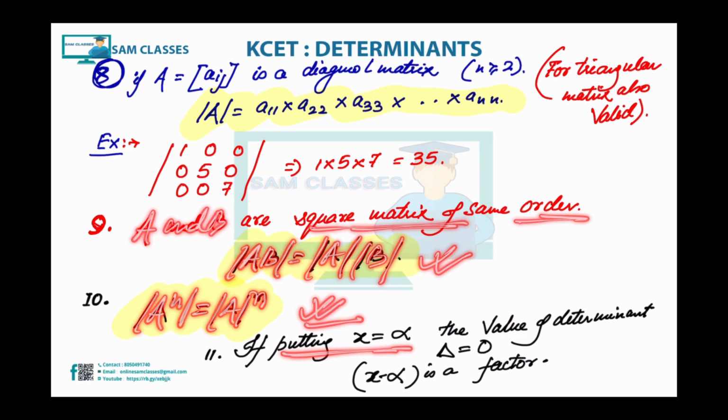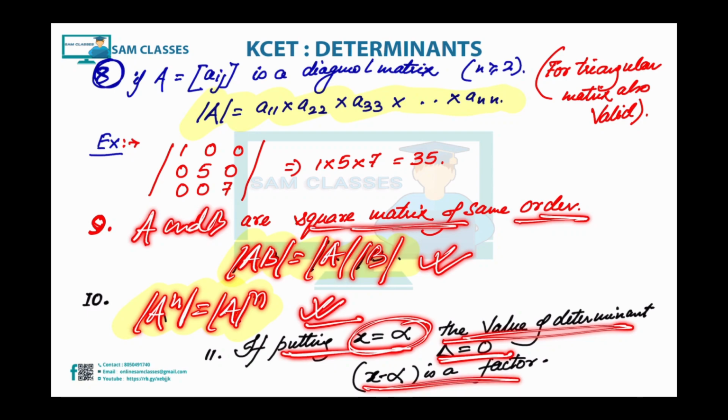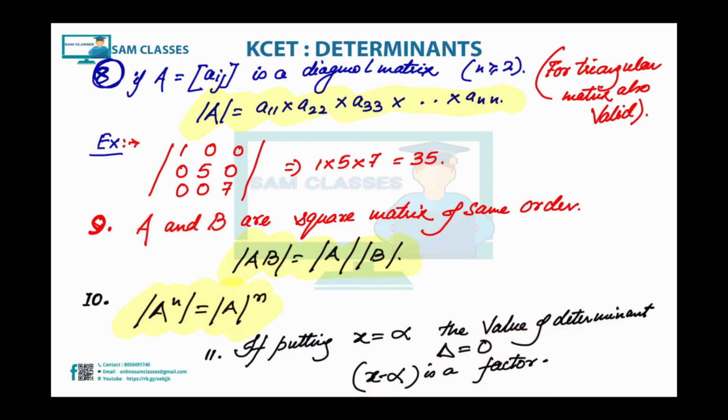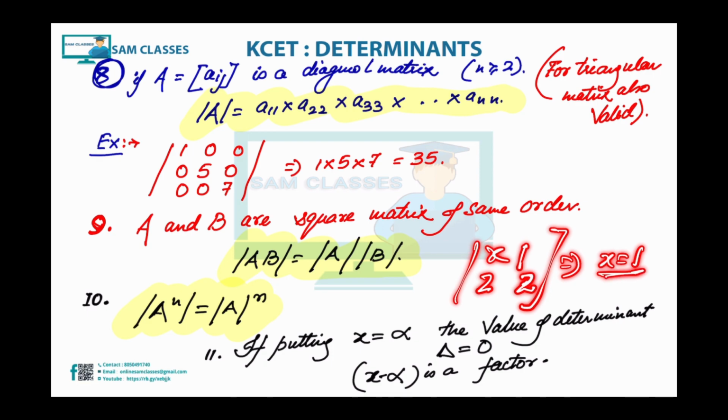Now again, this is also a very good property. If by putting x equal to alpha you are able to make the whole determinant 0, then x minus alpha is a factor. Clear? Very simple property. Let's say we have x, 1, 2, and let's say here again 2. If by putting x equal to 1 I'm able to make the rows the same, and the whole value of the determinant becomes 0, then x minus 1 is a factor. Clear?